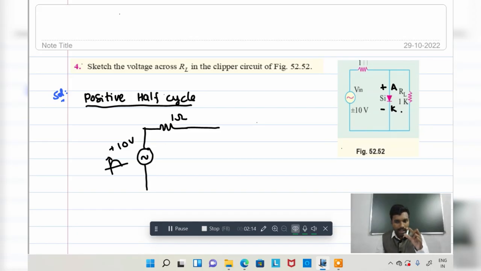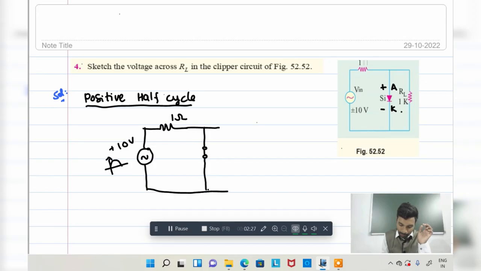Whenever the anode is connected to positive and the cathode to negative, it is in the on state, a closed switch, because I am going to consider the diode ideal. Of course, it is a closed switch. But what about it being silicon? In the case of silicon, the voltage is 0.7 volt.